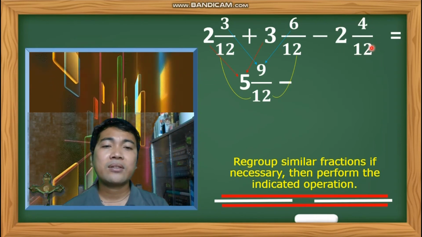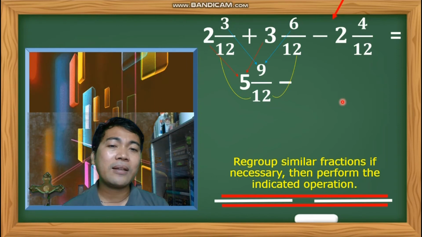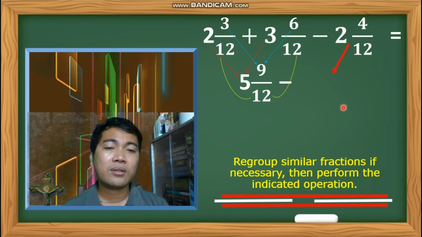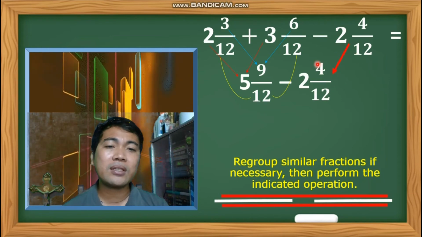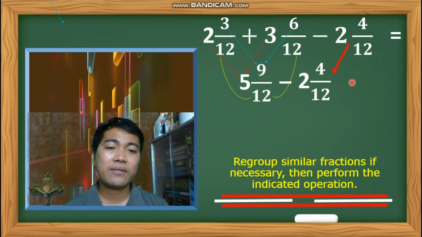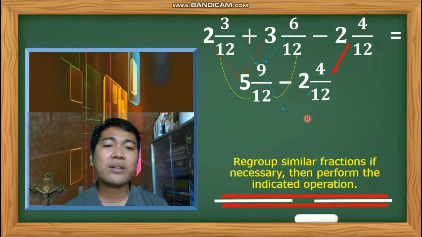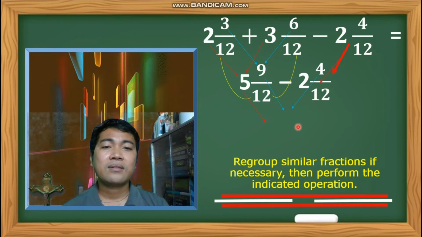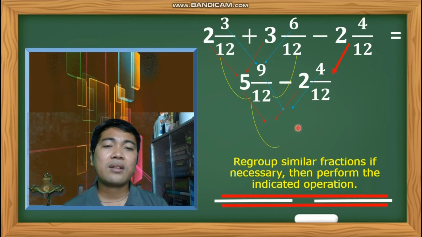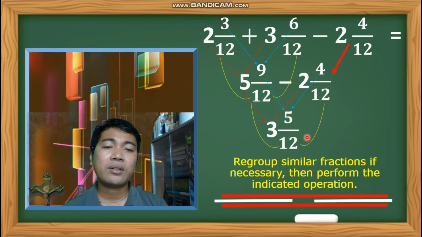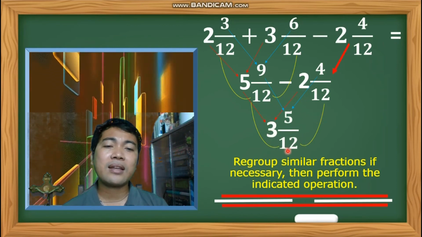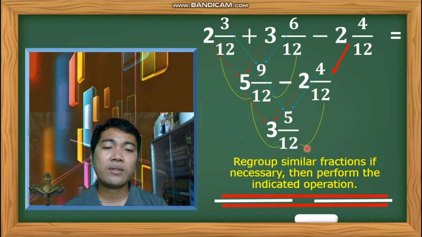Ayan. So, ang gagawin na naman natin, we have to subtract 9 by 4. 9 minus 4 is 5. And then 5 minus 2 is 3. Then copy the common denominator. Alright, so the answer is 3 and 5 over 12.